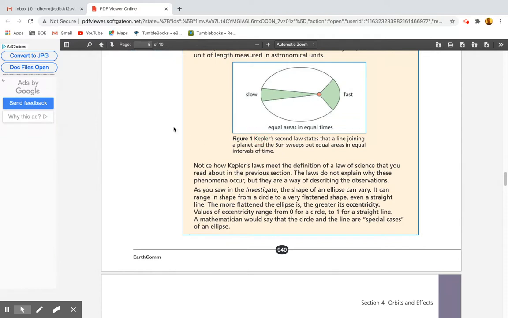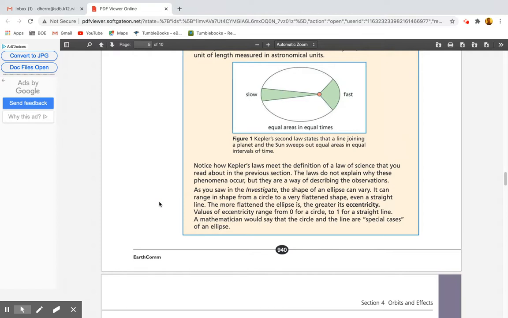Figure 1 shows Kepler's second law: a line joining a planet and the sun sweeps out equal areas in equal intervals of time. Notice how Kepler's laws meet the definition of a law of science that you read about in the previous section. The laws do not explain why these phenomena occur, but they are a way of describing the observations.